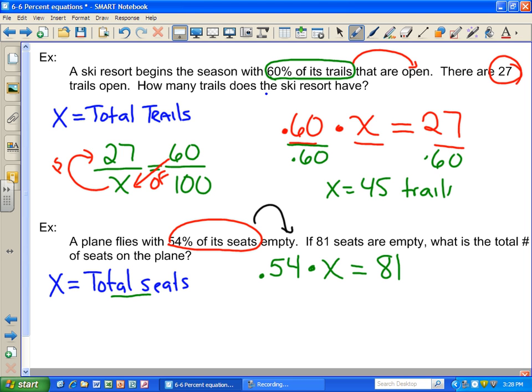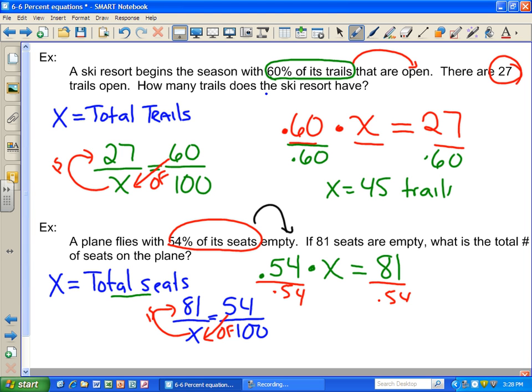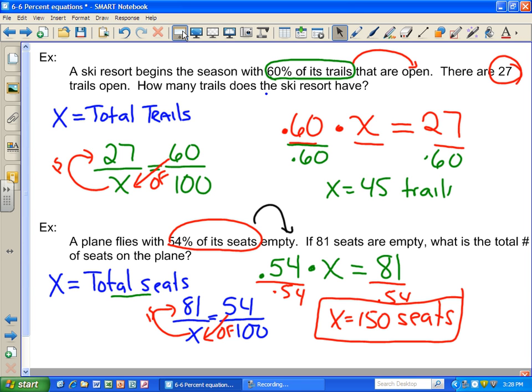And again, if you want to help yourself by using a proportion, so you can see it, 54 over 100, 54% of the seats are empty, so 81 are empty. 54% of what? Of the total is the part. So then we go ahead and solve it. Divide both sides by 0.54. And we get 81 divided by 0.54. We get that there's 150 seats on the plane, which makes sense because 81 of them are empty, so we have to have more than 81 on the plane.